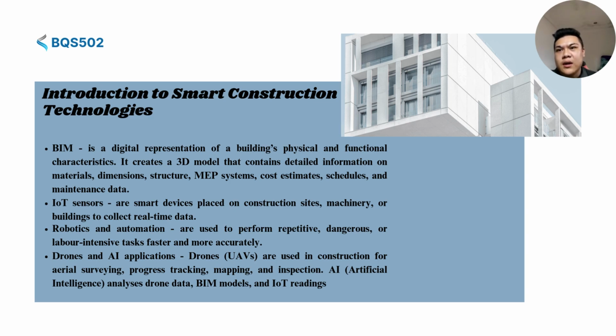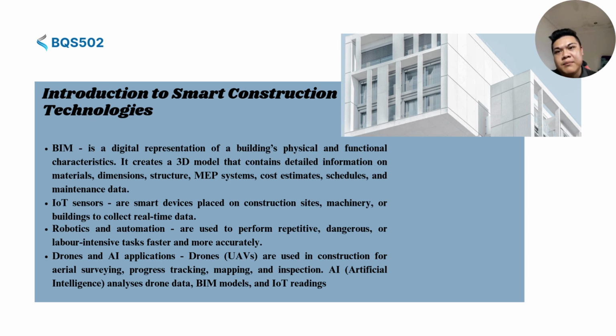Lastly is the drones and AI application. For the drones, UAVs are used in construction for aerial surveying, where they are monitoring from above the sky. It also helps to make progress tracking, mapping, and inspection. For AI, it analyzes the drone data after collecting all the data from the sky or monitoring the construction progress.